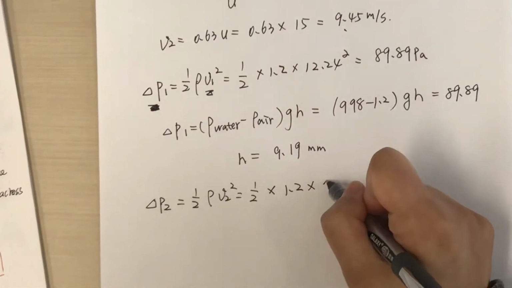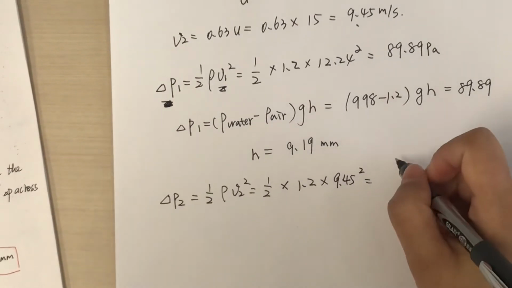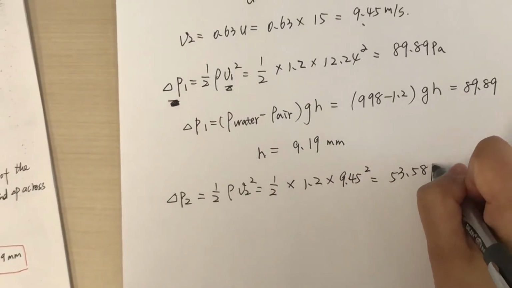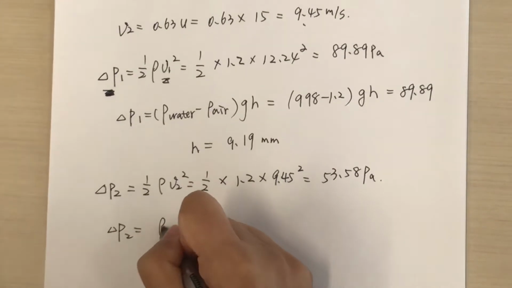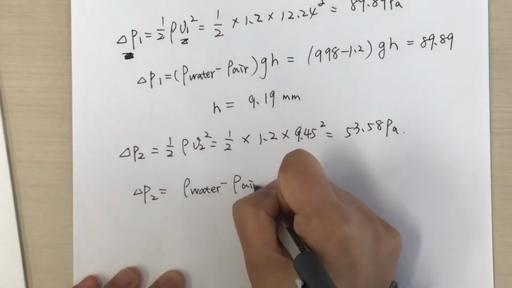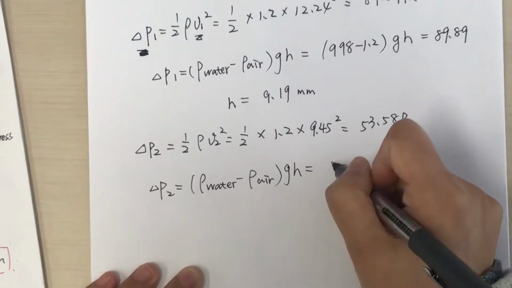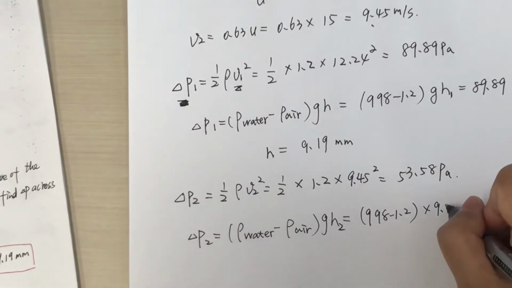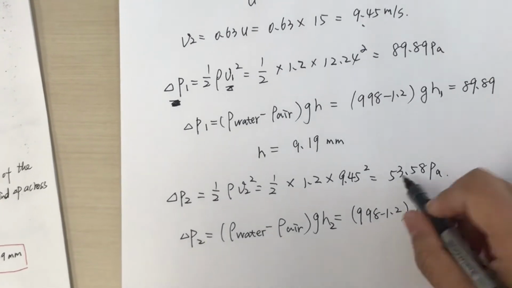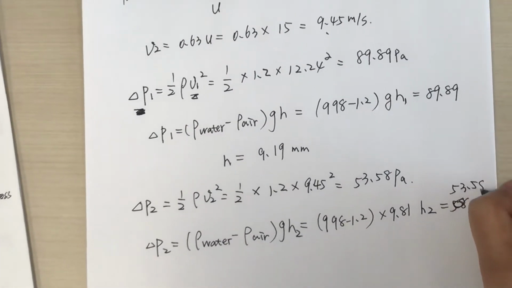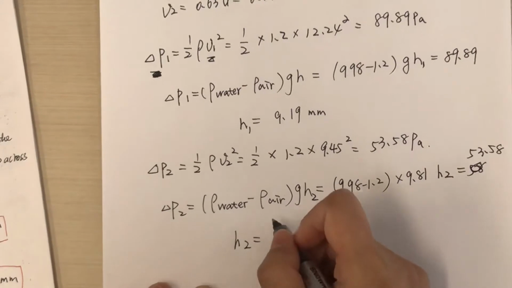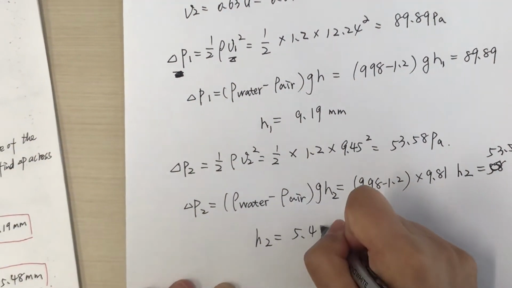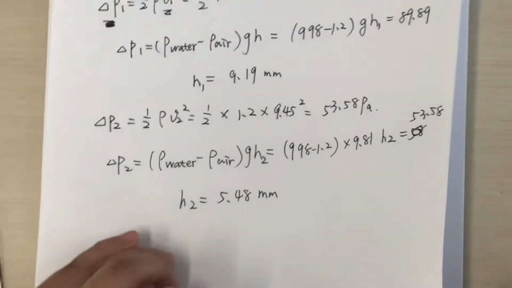Tube 2 is here. Density and their height to find their pressure difference. Here is H1, here is H2. Should be equal. Then we can get the H2 is 5.48 millimeter. Then we can go to the next question.